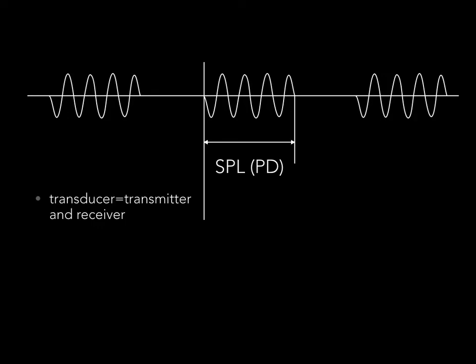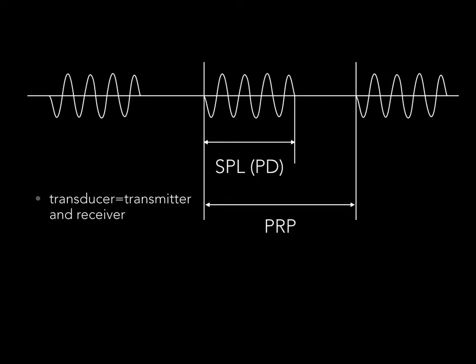Pulse duration, shown as PD on the image, is the time during which the pulse occurs. This is measured in units of time, microseconds. Spatial pulse length, shown as SPL on the image, is the physical length of the pulse. This is the distance from start to end of a pulse, and this is measured in units of distance.